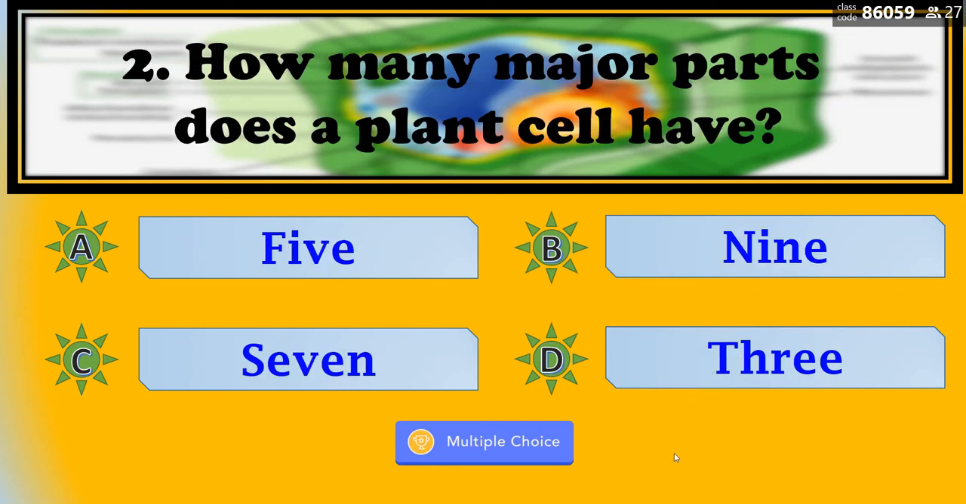Let's have number 2 question. How many major parts does a plant cell have? Is it A, 5, B, 9, C, 7, D, 3? Go. Time is up. The correct answer for this is A, 5.